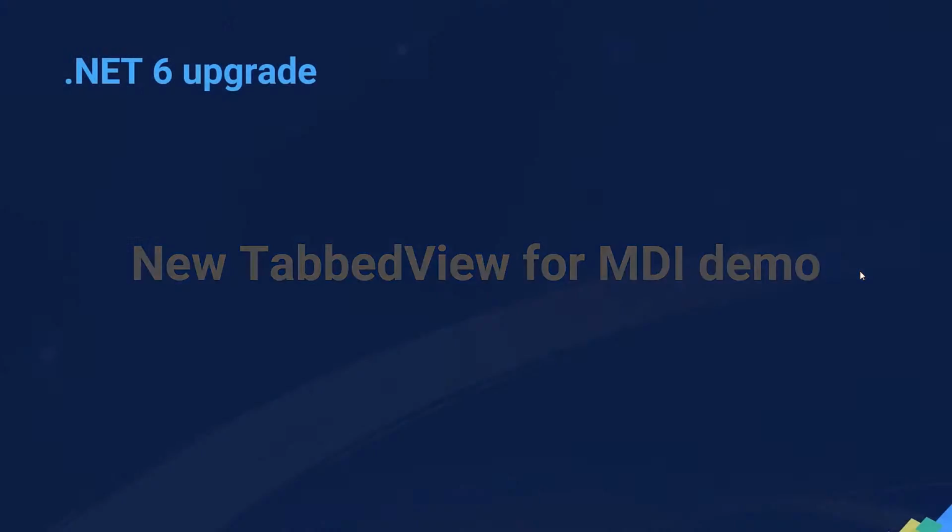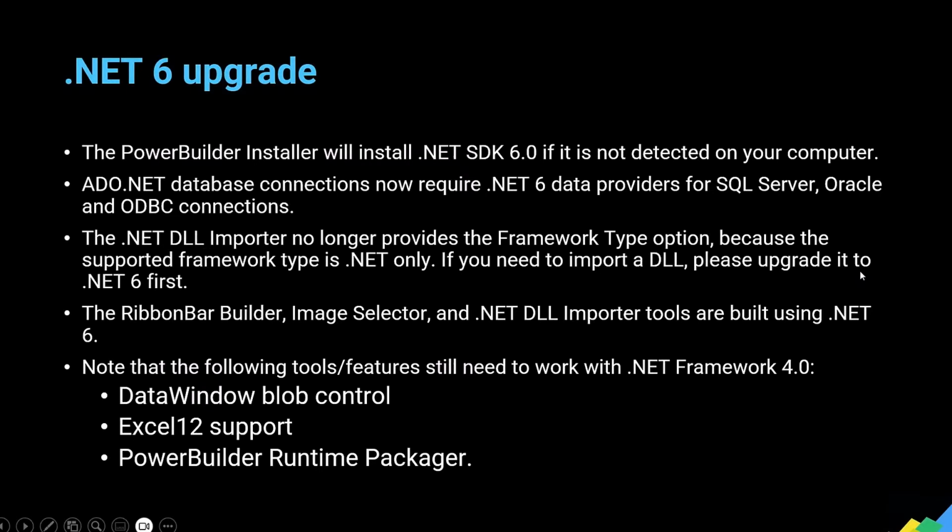Okay, moving on. Next, we have the .NET 6 upgrade. Some of the new features here in PowerBuilder require .NET 6, and if the .NET 6 SDK is not installed on your machine when you install PowerBuilder, the PowerBuilder install will automatically install it. As I'll mention in a minute, the ADO.NET database connections have been upgraded to .NET 6, which means that the only providers that are supported are SQL Server, Oracle, and ODBC.